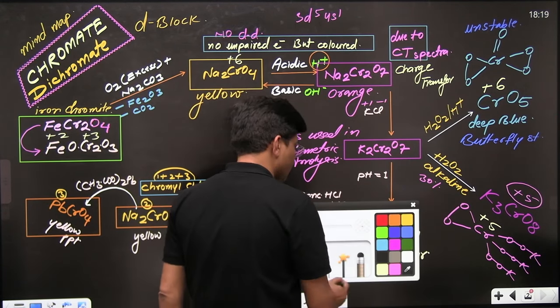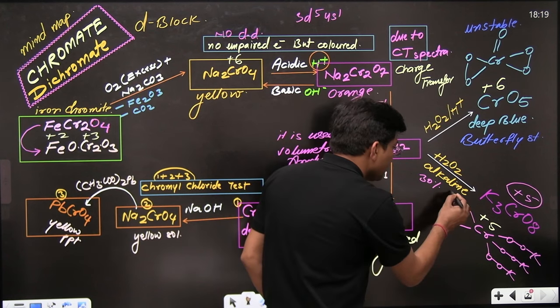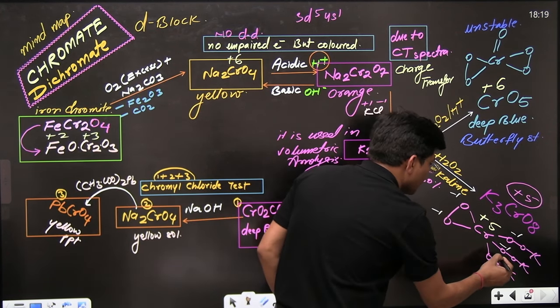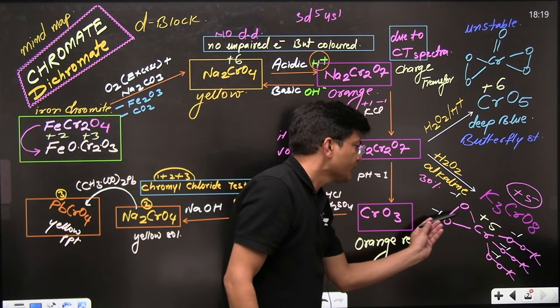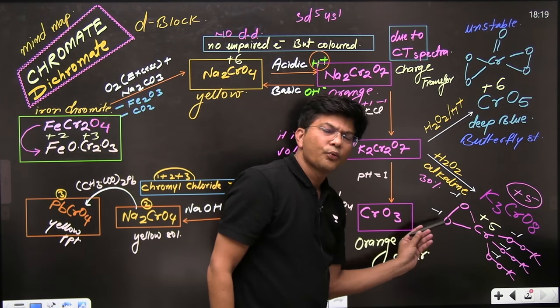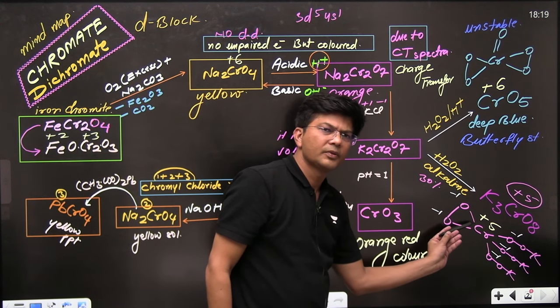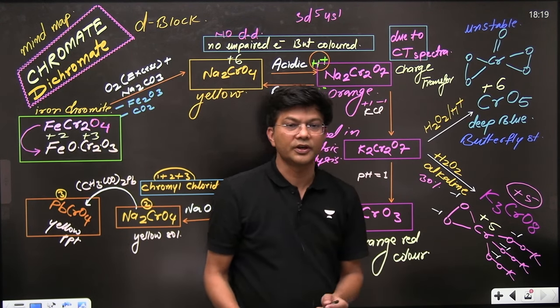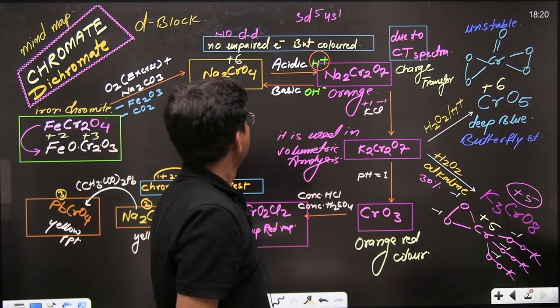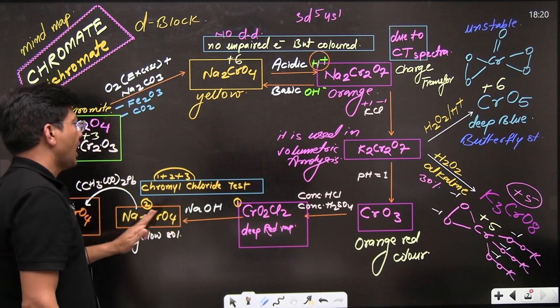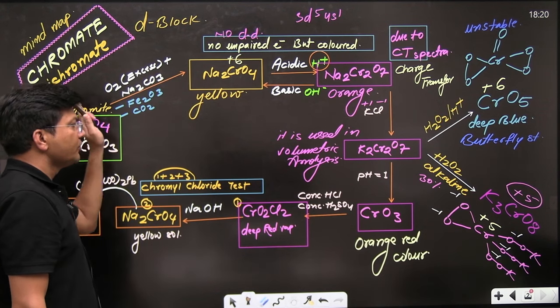How to find it out? You can see -1, -1, -1, -1, -1. So, 5 oxygens, they have taken 5 electrons. So, chromium has lost 5 electrons. So, oxidation state is +5. So, this is each and everything about chromate, dichromate.